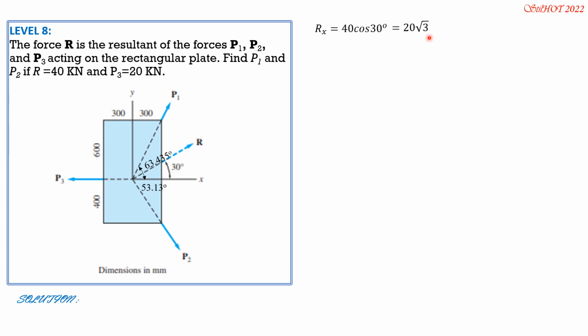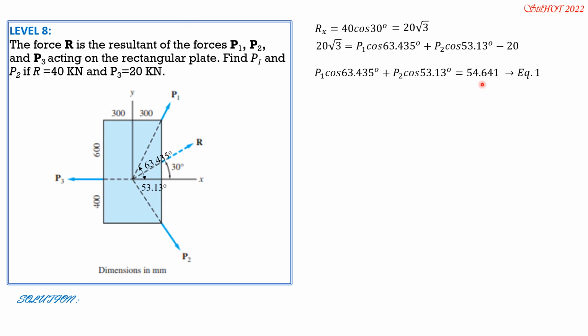So Rx, which is equal to 40 cosine 30, is 20 square root of 3. Rx equals P1 cosine 63.45 plus P2 cosine of 53.13. Both are positive x components, then minus P3, which is 20, going to the left. Simplifying, P1 cosine 63.435 plus P2 cosine of 53.13 degrees equals 20 square root of 3 plus 20, which is 54.641.